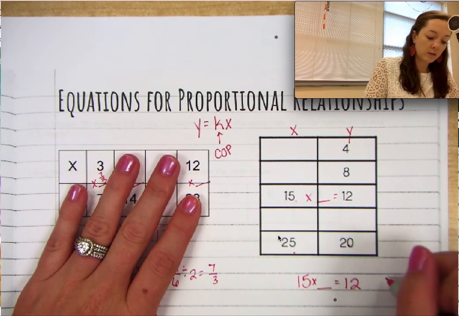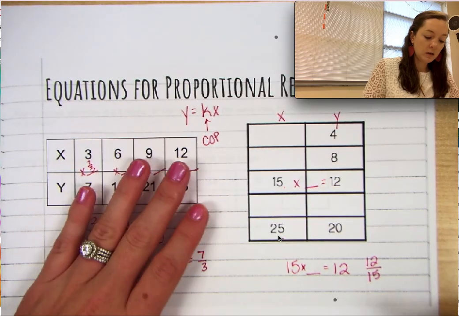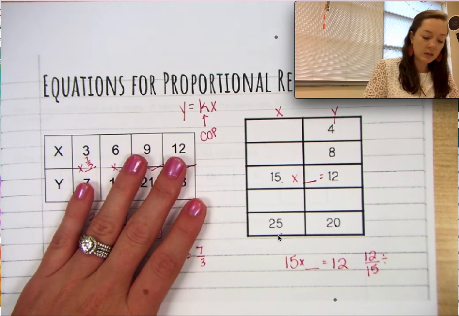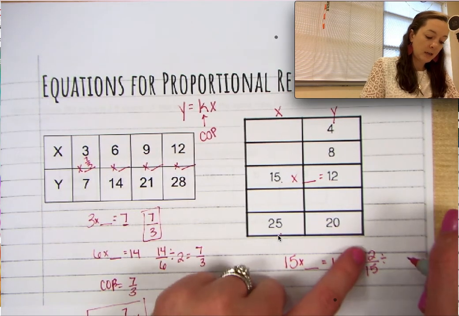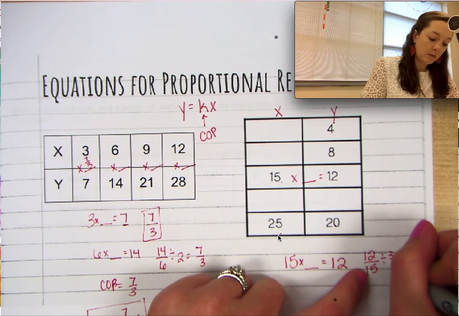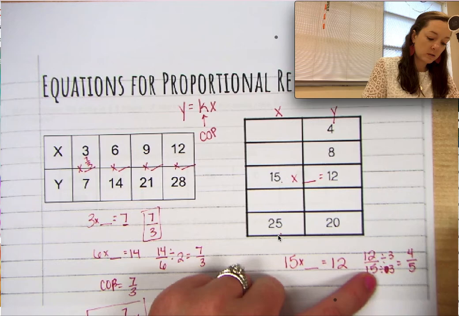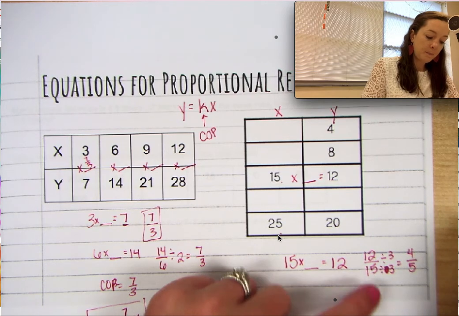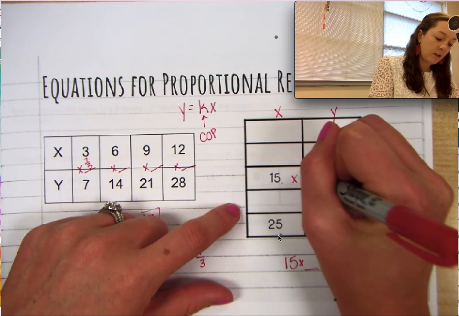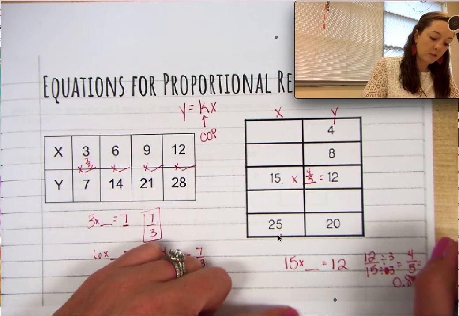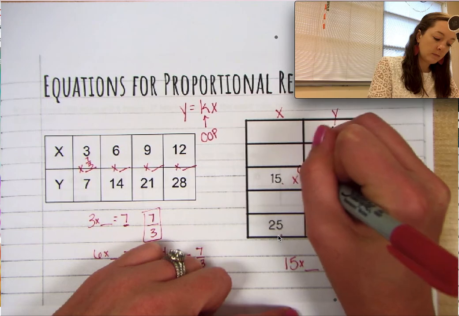Again, we're going to use the inverse operation, product divided by 15. If I simplify this down, I can divide by 3 for both of these. So I'm going to get 4/5. Okay? So I know that 4/5, or this time let's use a decimal, I know that 4/5 is equal to 0.8.